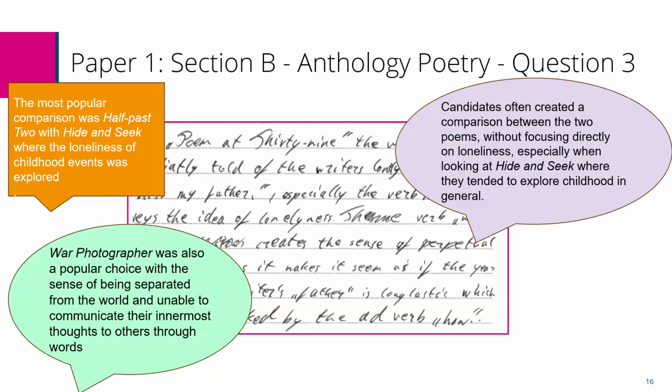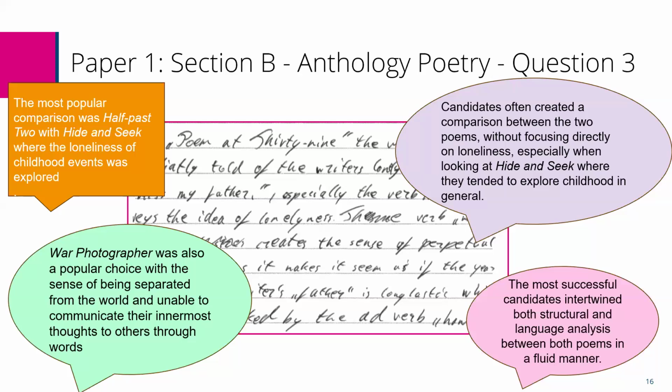War Photographer was also a popular choice, with the sense of being separated from the world and unable to communicate their innermost thoughts to others through words. And the most successful candidates intertwined both structural and language analysis between both poems in a fluid manner. So if you're following along in that examiner report, you'll find those on page 29. So that's a few insights into section B, the anthology poetry.